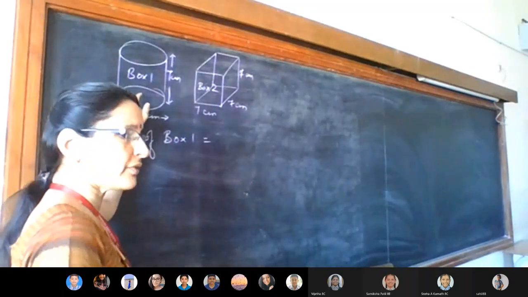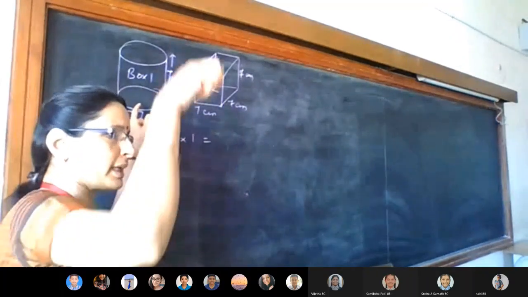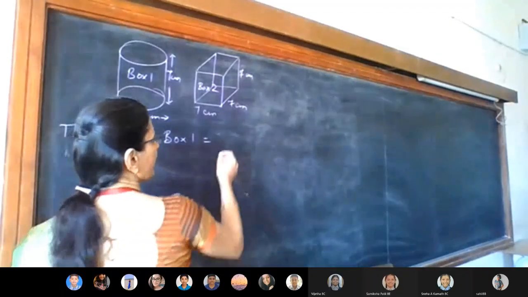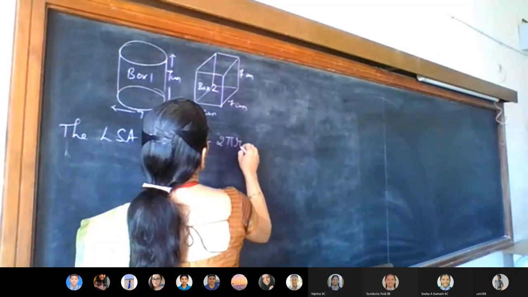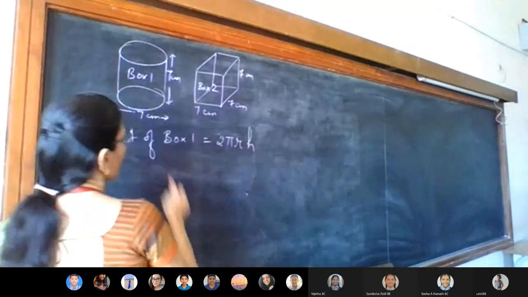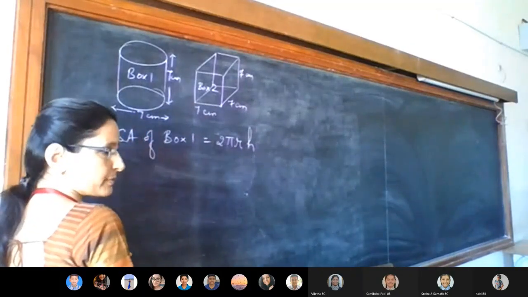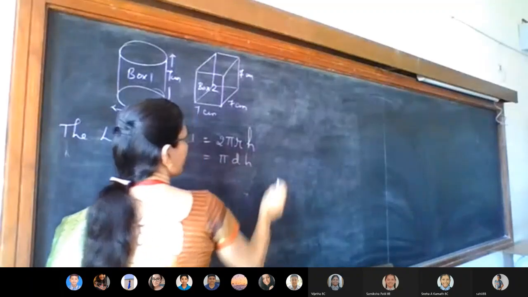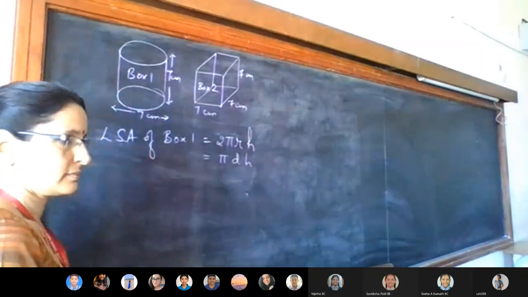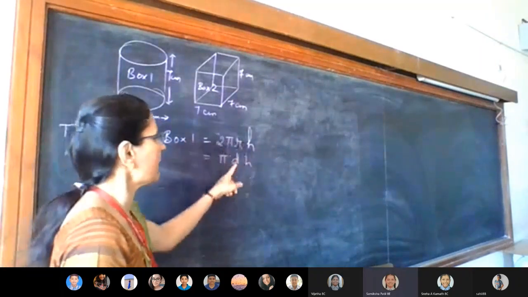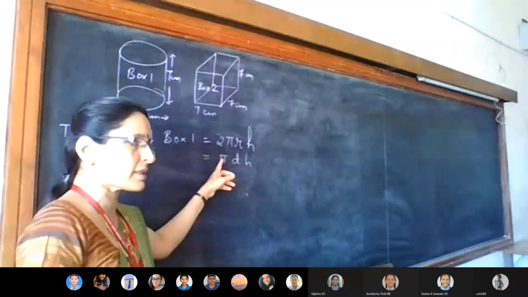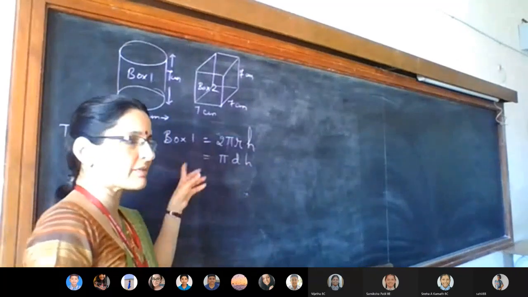What was the clue I gave? Perimeter of the base into height. What is the perimeter of the base? 2 pi r, not pi r square. So 2 pi r into h. Now properly insert the values. Or I can write it as pi d h. How many understood this? Yes, 2r, I took it and made it d. The circumference is pi d also, isn't it? Few are at least very clear with the formula.